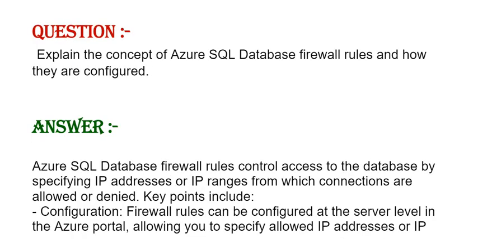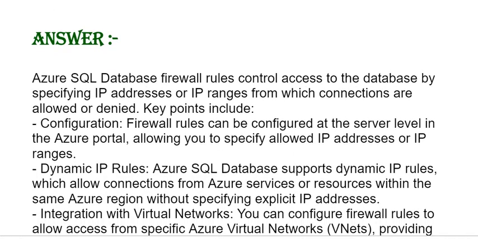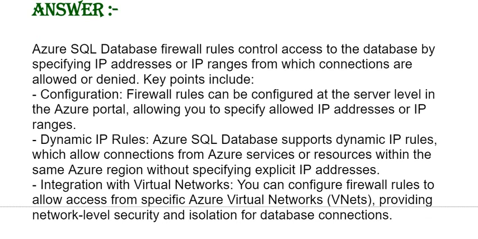Our next question is, explain the concept of Azure SQL Database firewall rules and how they are configured. Your answer should be, Azure SQL Database firewall rules control access to the database by specifying IP addresses or IP ranges from which connections are allowed or denied. Key points include configuration. Firewall rules can be configured at the server level in the Azure portal, allowing you to specify allowed IP addresses or IP ranges.